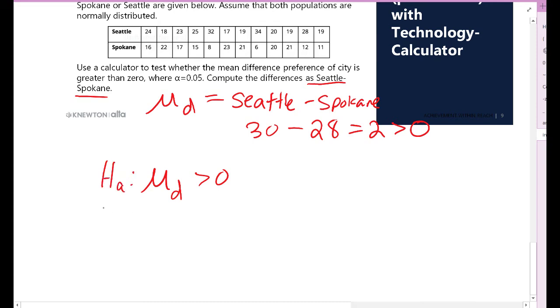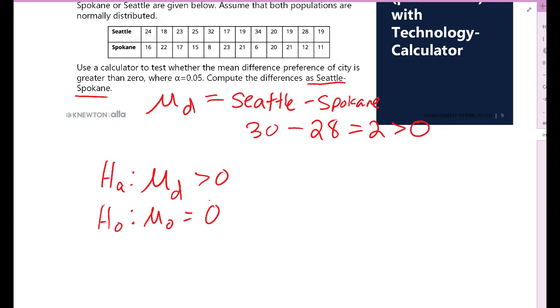Otherwise, our H null is mu naught is equal to 0. All right, so now, how do we actually perform this hypothesis test? So this is what you do.